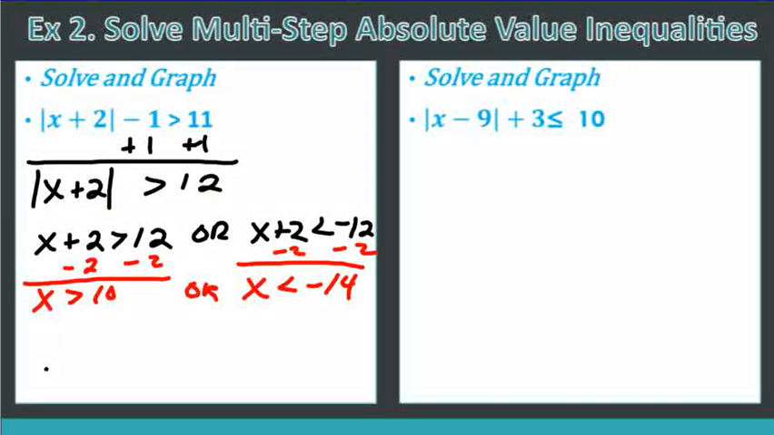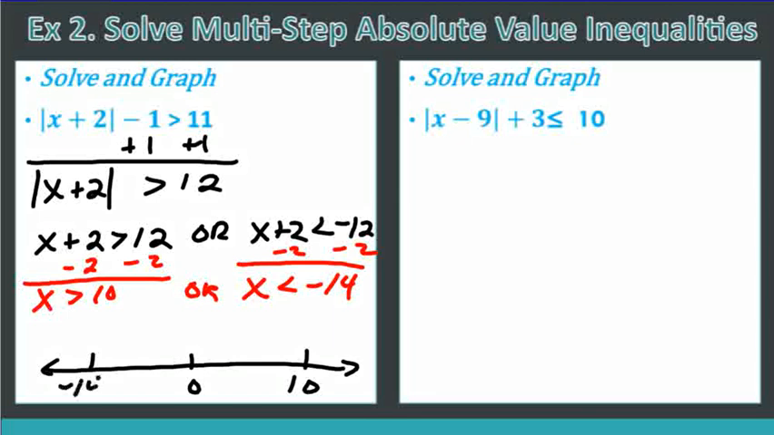Now to graph this on a number line, we have 10 on this side, we got 0 in the middle, we got negative 14 on the left-hand side. We're going to have an open circle on negative 14 and an open circle on 10. It says x is less than negative 14. So if it's less than negative 14, it's got to go to the left. And if x is greater than 10, it's got to go to the right.